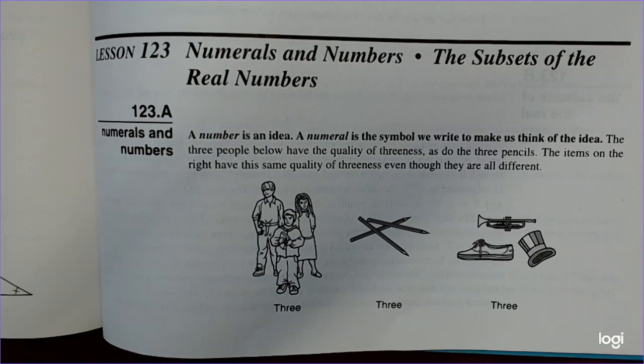Pre-Algebra, lesson 123. This is the final lesson in the book, and it's also one of the first lessons that you learn in Algebra 1. This is numerals and numbers, the subsets of the real numbers.